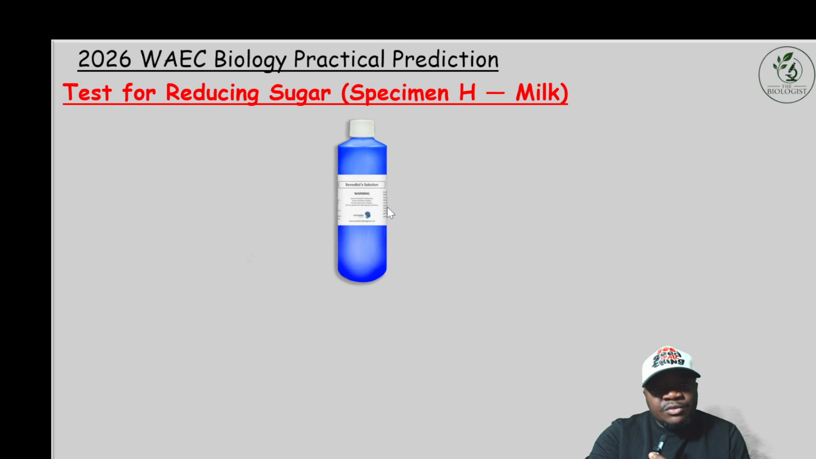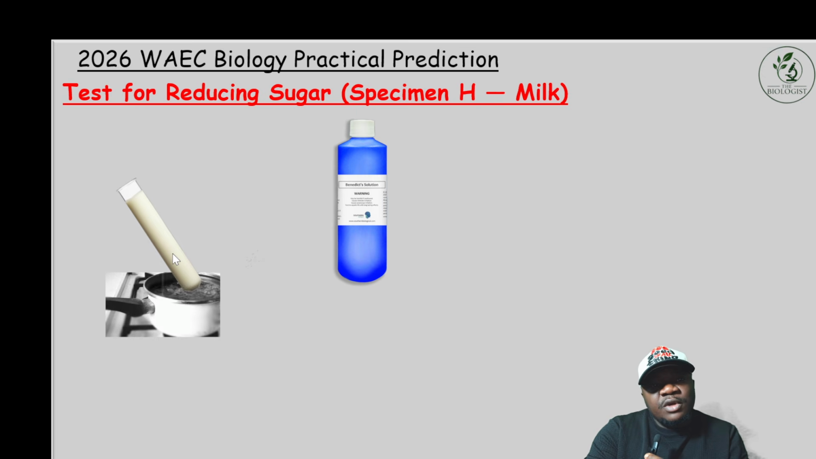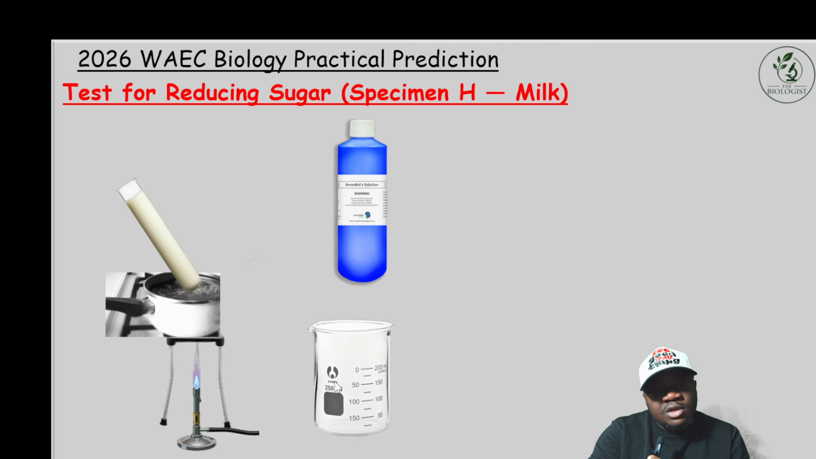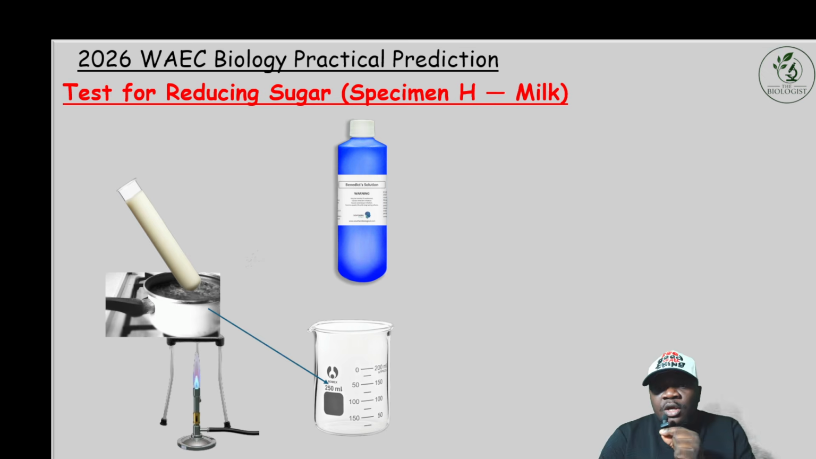Then the next one, we'll have a test for reducing sugar. This is a Benedict's solution. All right, so this is milk. You add it in a test tube. Don't mind this is just a pot, but normally we use a beaker. We use the beaker for this experiment instead of the pot. So use a beaker in place of this. In the boiling beaker, you place the test tube of the milk. Then what's going to happen next is color change.